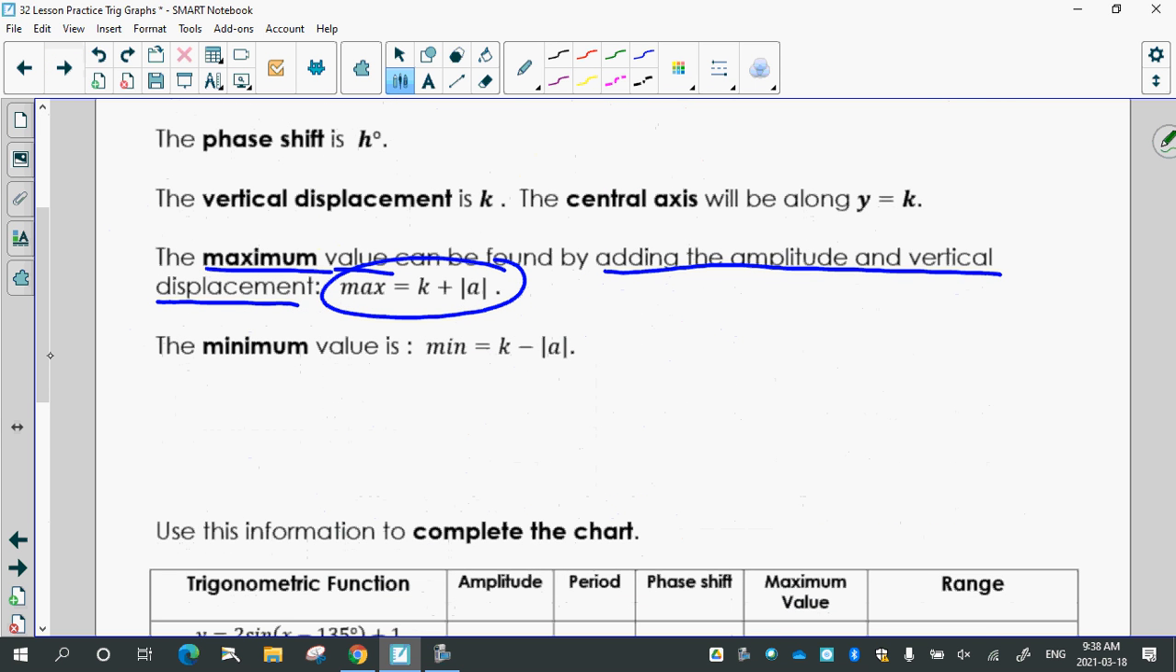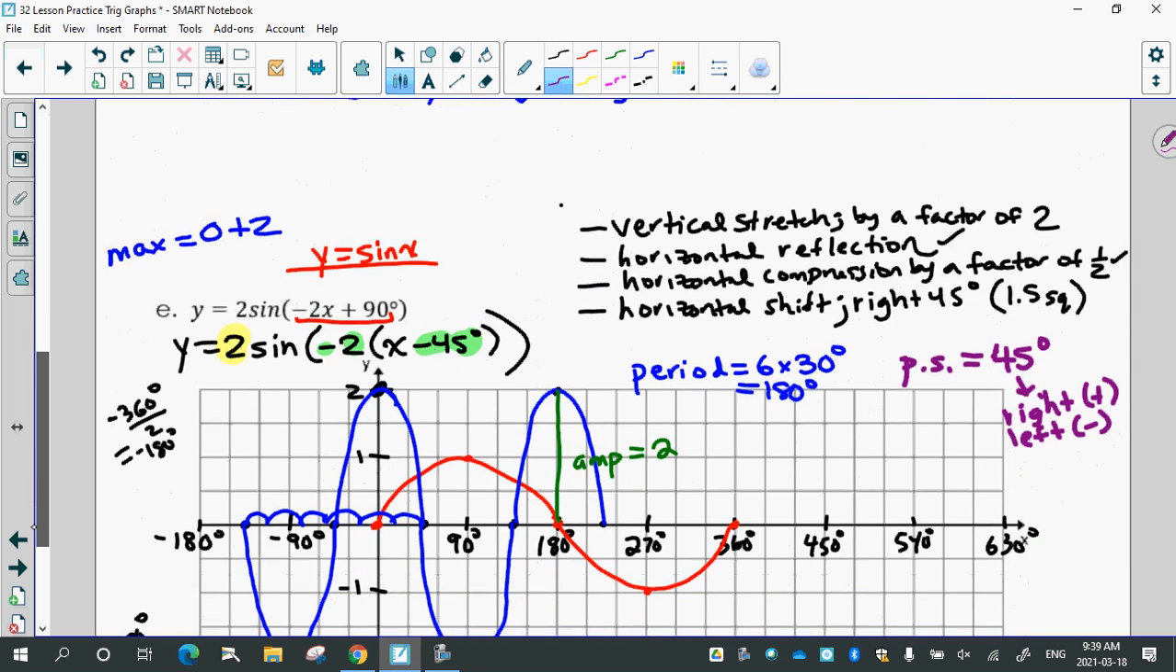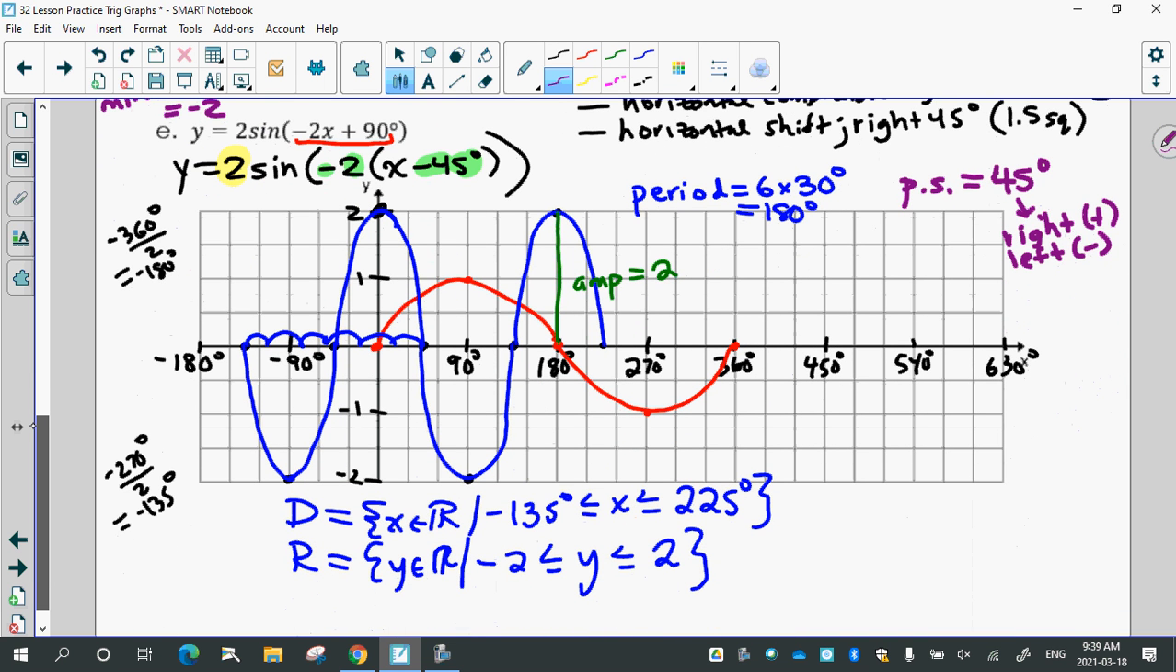And then, analogously, the minimum is k minus the amplitude. The minimum is k minus the amplitude. So let's try that out. Minimum here would be the k value, which is 3, minus the amplitude, which is 2. So the minimum should be 1, and it is. Minimum here, the k value, which is 0, minus the amplitude, which is 2. So the minimum should be -2. It is.